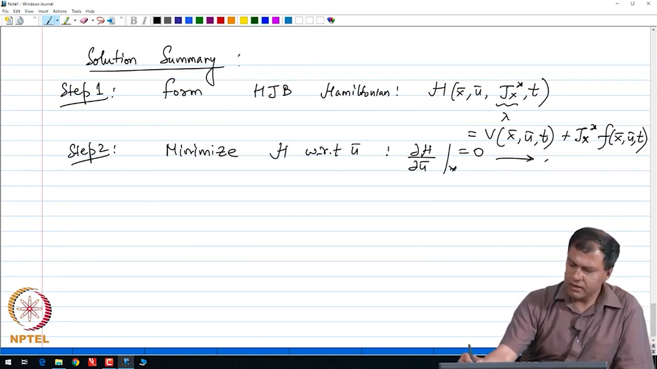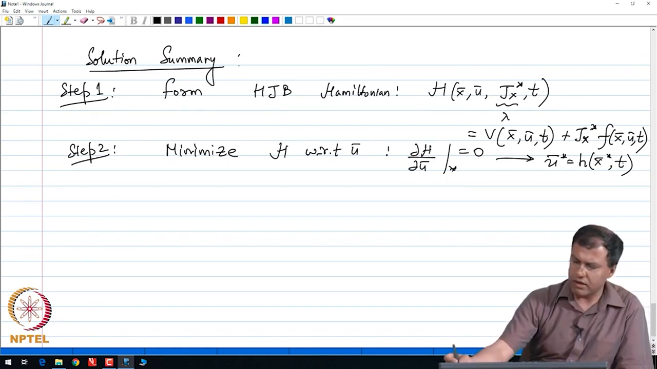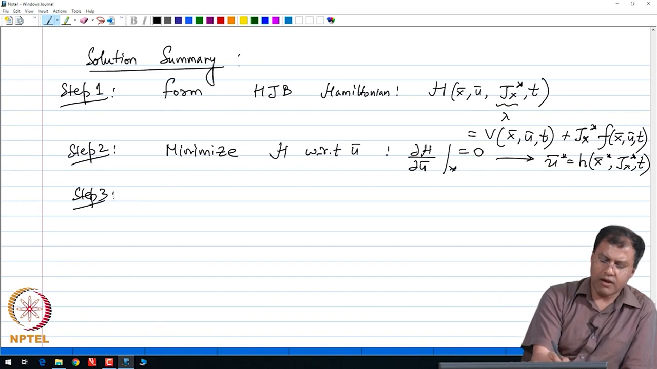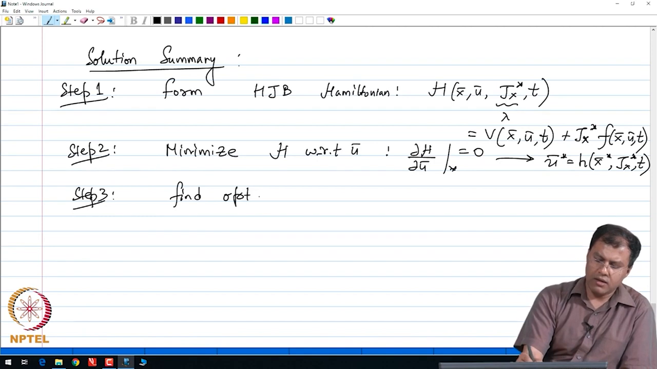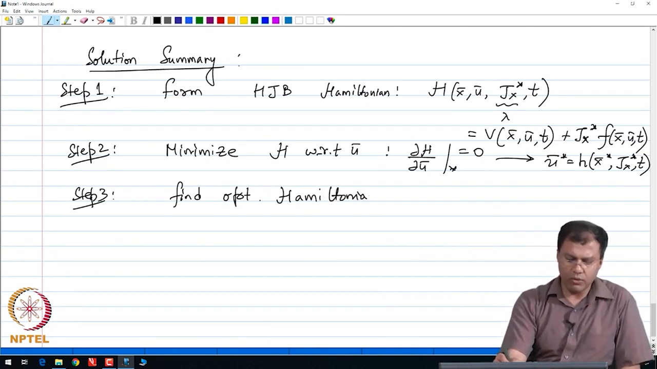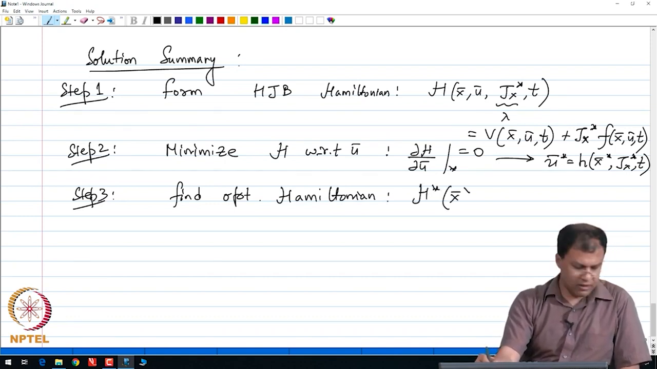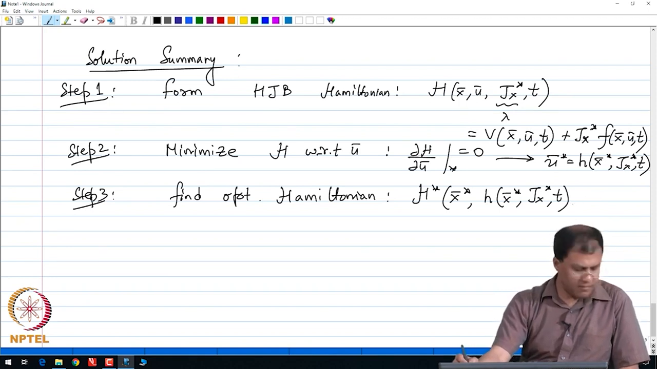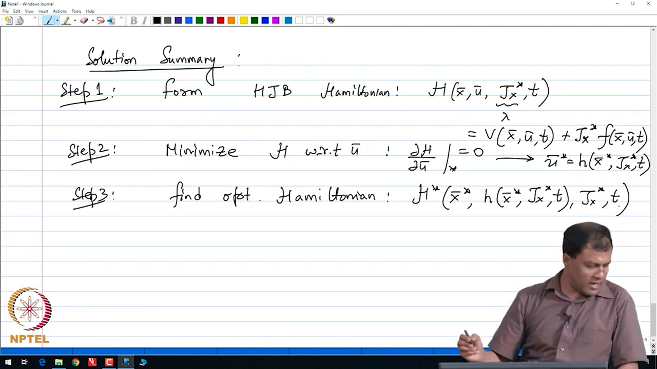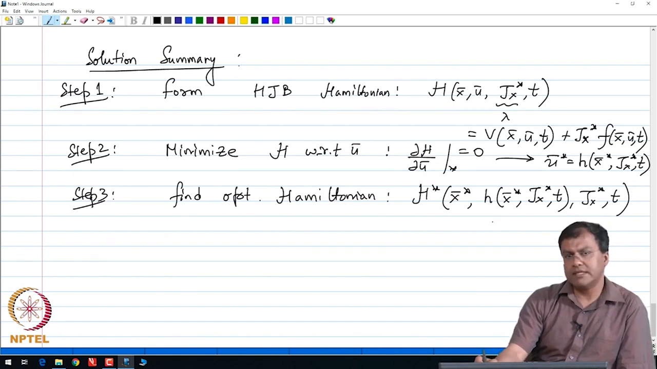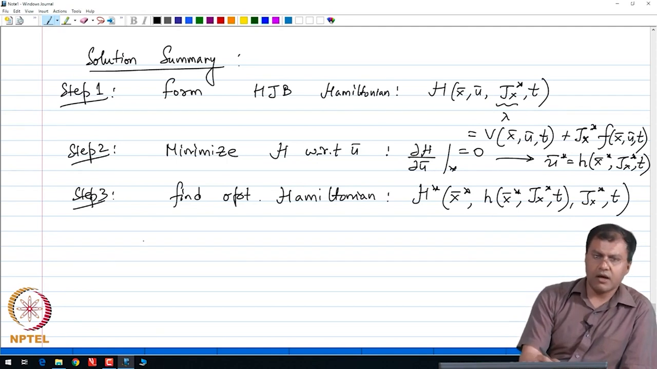So, say from here I see that u bar star is equal to h of x star comma, we have all the other variables t, right, we also have a variable J x star, so J x star comma t. So, now in step 3 we are going to rewrite our Hamiltonian. Find the optimal Hamiltonian by substituting our optimal control found in step 2. So, find the optimal Hamiltonian H star of x bar star, J x star comma t. We find the optimal Hamiltonian, and from there we plug it into our HJB equation to find J x star, the optimal derivative of the functional.